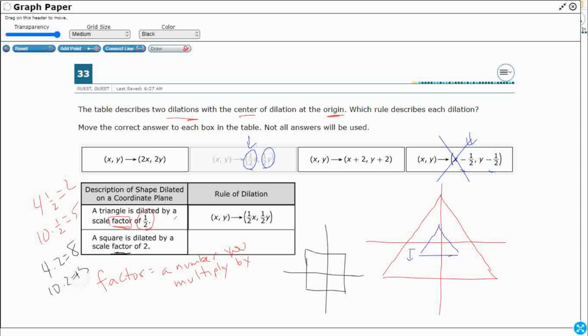So that's going to be 20. I'm thinking then it's going to grow twice as big. It's going to be huge. It's going to be off our grid here. So which one of these is going to best represent doubling? Well, it's not going to be plus 2. That's just going to shift this up 2 and over 2 to the right. It's just sliding it. These two are slides. Now what we need is this one, which multiplies by 2.